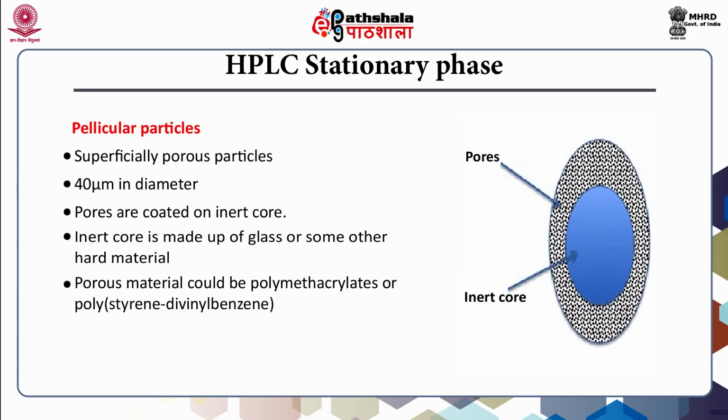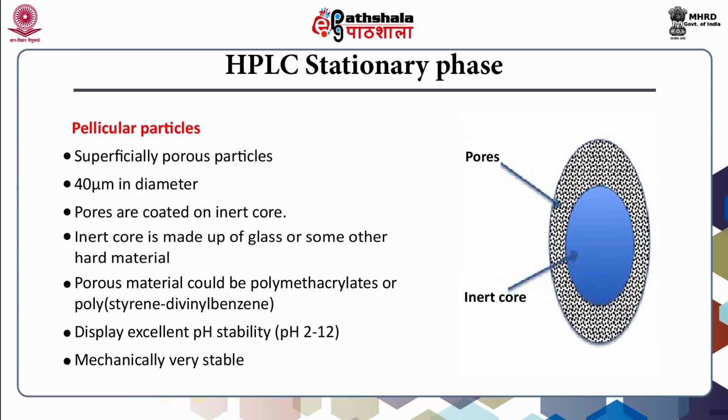The porous material is on the rigid, hard, inert material. These particles display excellent pH stability with high mechanical stability. That is why these kinds of stationary phases containing pellicular particles can be used over a wide range of pH experimentations. As we have the inert core inside, the mechanical stability for this kind of particle is also very high. In the next slide, we will discuss our third stationary phase particle, that is called bonded phase particle.